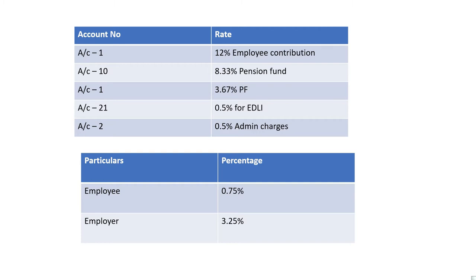Employees contribute 12% and employers 13%. That 13% breakup is like 8.33% goes to pension, 3.67% goes to your PF fund, and 0.5% is for insurance. If anything happens to the policy holder who is a PF member, then the PF department will pay around 2 to 7 lakh rupees, and 0.5% goes to administration charges. And for ESI, 4% is there, so 3.25% your employer will bear, and 0.75% you have to bear. So this is about PF and ESI.